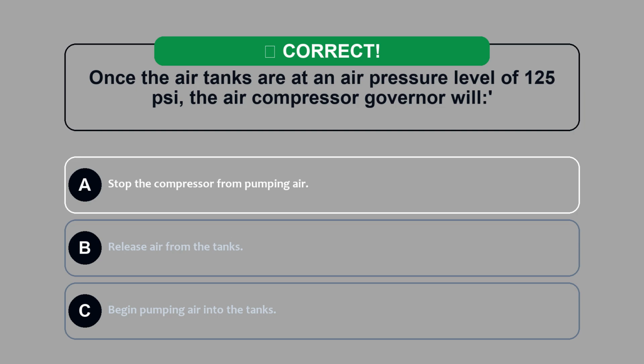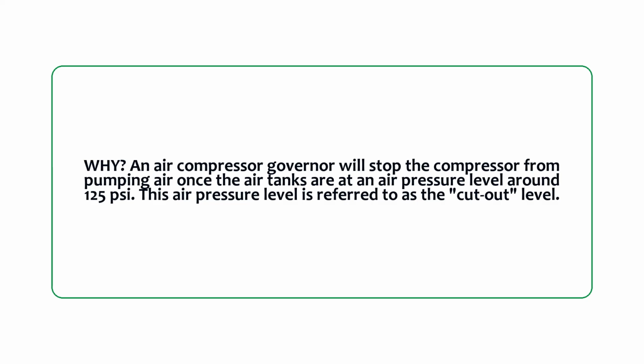The correct answer is option A, stop the compressor from pumping air. Explanation. An air compressor governor will stop the compressor from pumping air once the air tanks are at an air pressure level around 125 psi. This air pressure level is referred to as the cutout level.